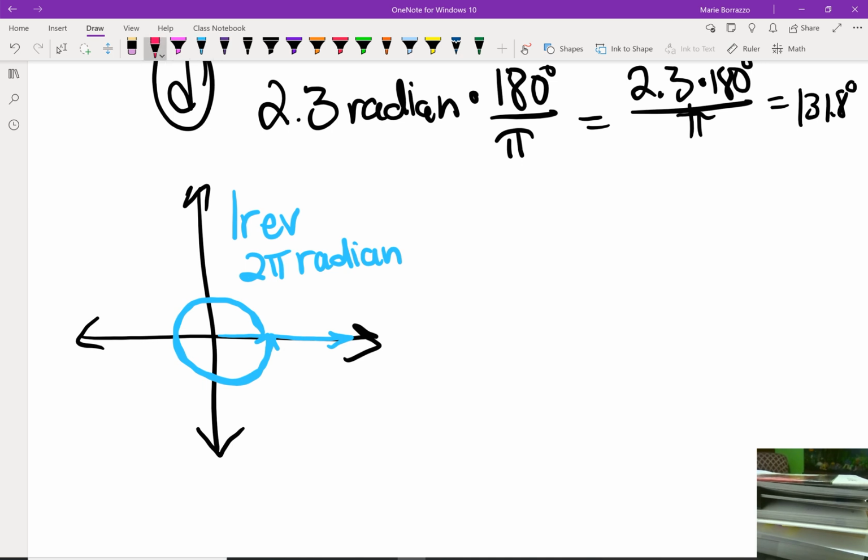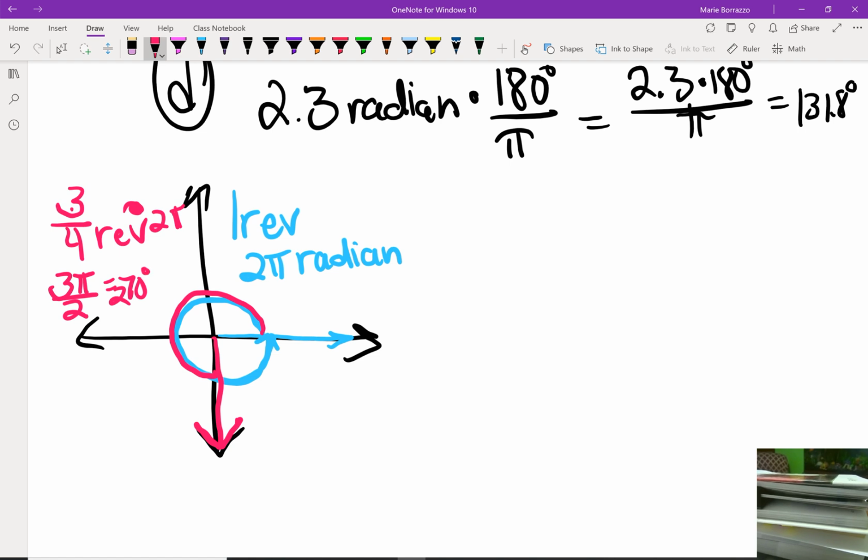If I have a 3/4 revolution, remember, I start here, that's 1, 2, and I stop here. So I will stop at my terminal side in red, which is 270 degrees. Remember, if I have 3/4 times 2 pi, you're going to end up with 3 pi over 2, which is the equivalent value of 270 degrees. The initial one I did was 360 degrees.